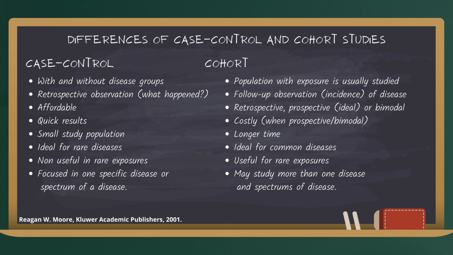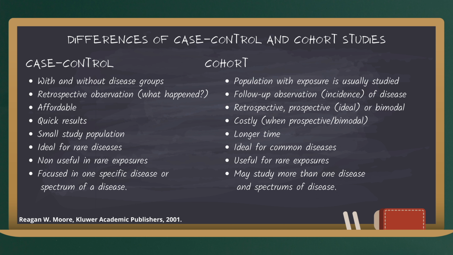Why is this plant species twice the size here than in Norway? Meanwhile, in cohorts, they can be retrospective or prospective or even bimodal. Case controls are quite affordable and straightforward. In contrast, cohorts are quite the contrary, especially prospective or bimodal data obtention due to the time of follow-up.